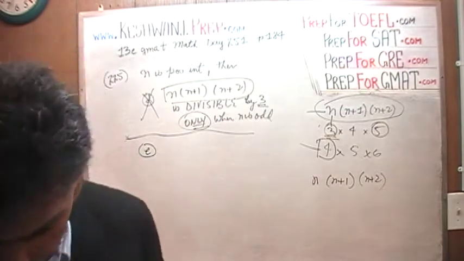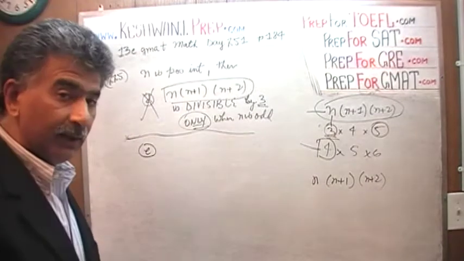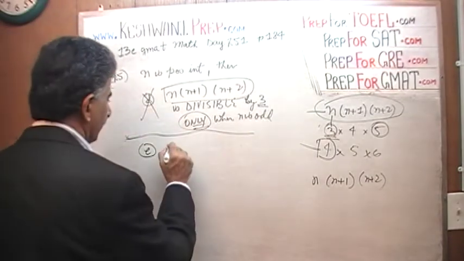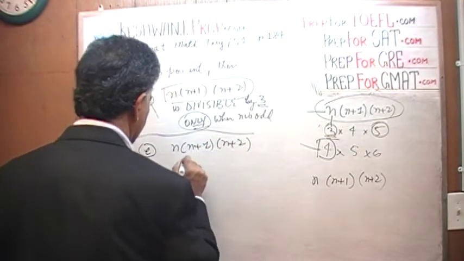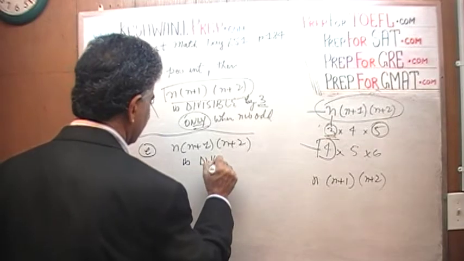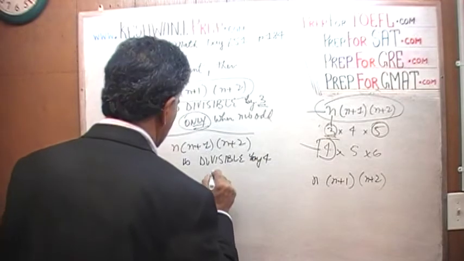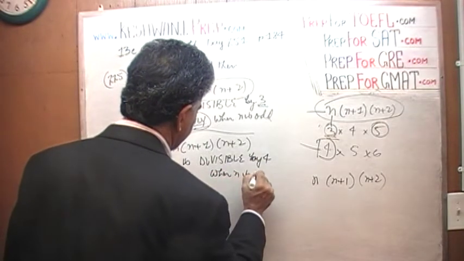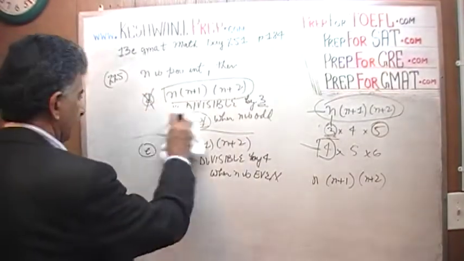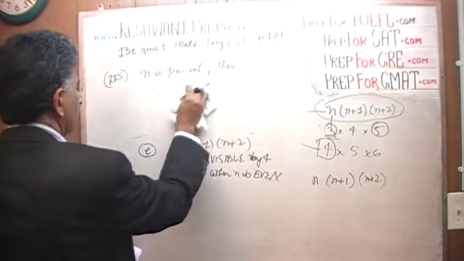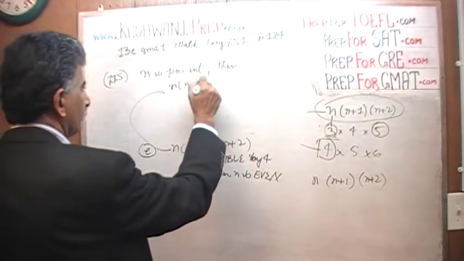E says this quantity is divisible by 4. Let's understand why there is something that has to be true all the time. This quantity right here, n times n plus 1 times n plus 2, is divisible by 4 when n is even. Well, when n is even, I should have done it on the top here, because that's the right answer. We want to understand it. When n is even, what happens?